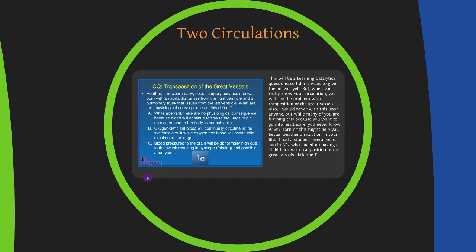This is a great question. I'm not really going to go into it in too much detail because we'll do it in Learning Catalytics. When you really know your circulation, you'll see the problem with transposition of the great vessels.